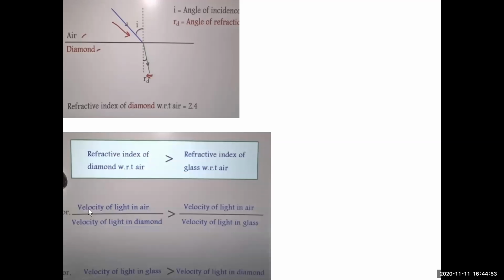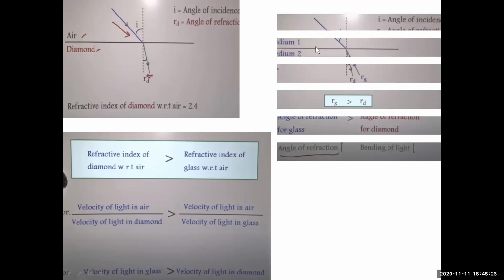Isn't it, students? Then what is refractive index? We know it is the velocity of light in air divided by the velocity of light in diamond. Similarly, the refractive index of glass with respect to air is given as the speed of light in air divided by the speed of light in glass. Cutting these numerators, we get the reverse: the velocity of light in glass is greater than the velocity of light in diamond. The speed of light in glass is more and the speed of light in diamond is less.